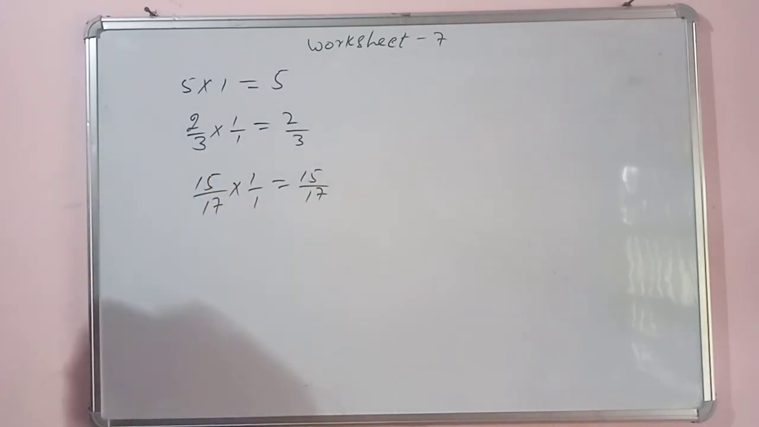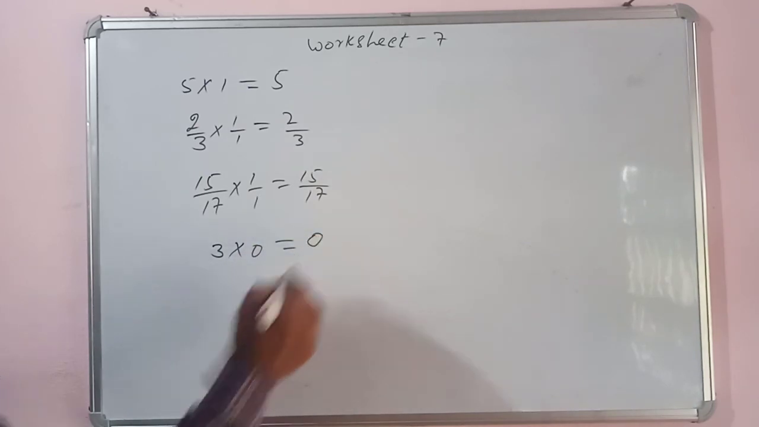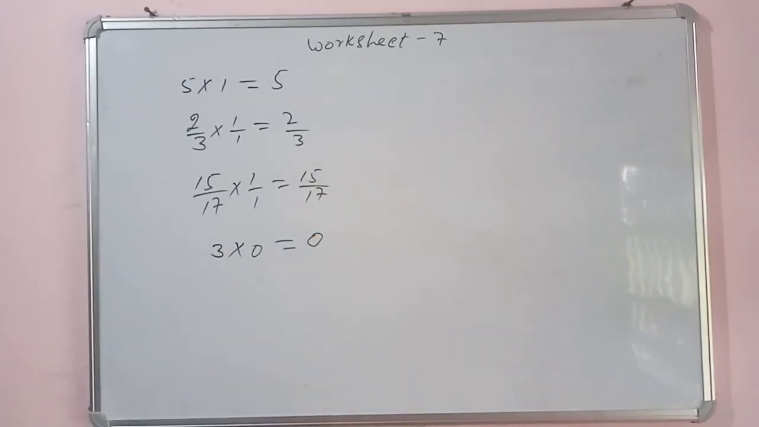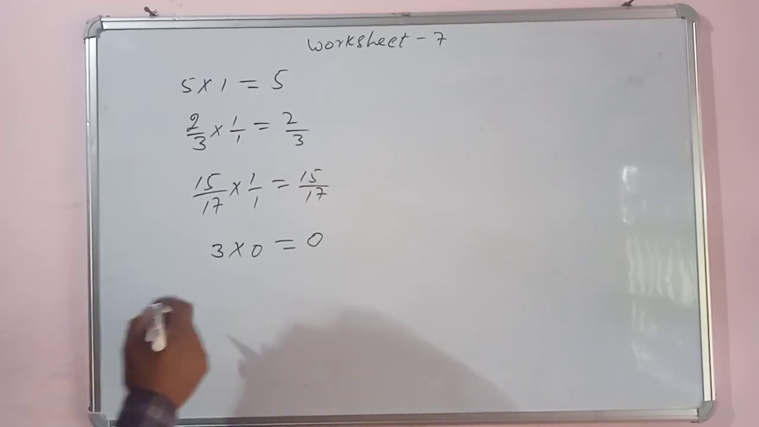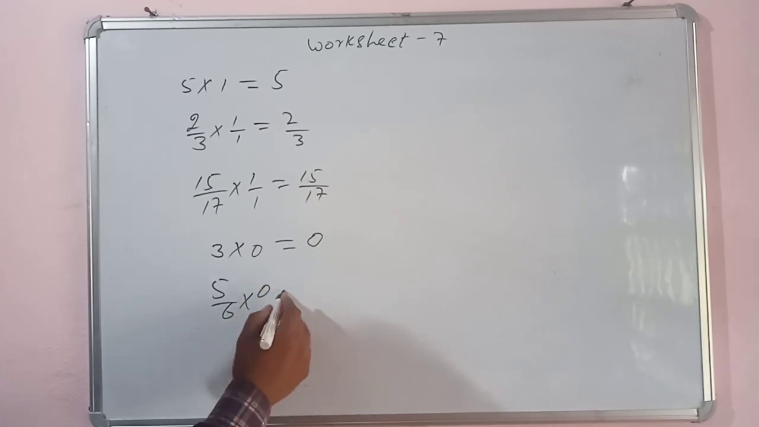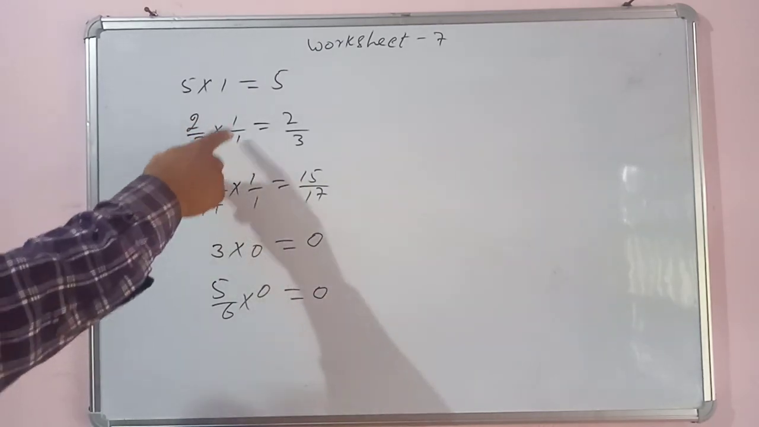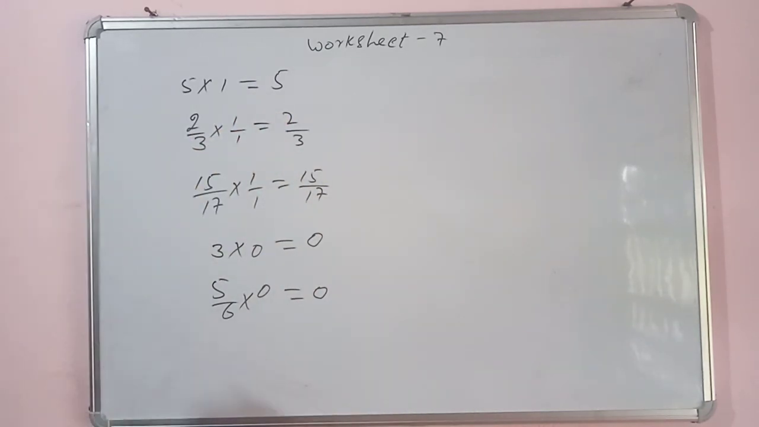And if we multiply any number with 0, if we multiply 3 with 0, then what is the answer? It is 0. Similarly in fractions, if we multiply 5 over 6 with 0, then what is the answer? It is 0. So when we multiply any fraction number by 0, the product is 0. And if we multiply any fraction number with 1, the product is the number itself.